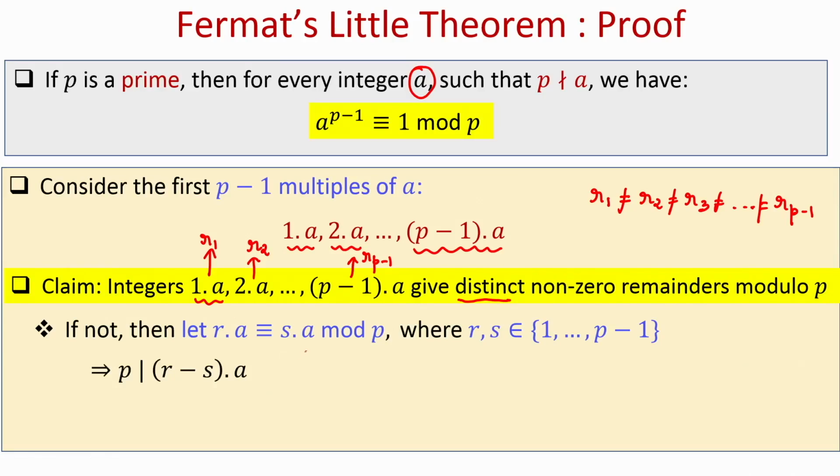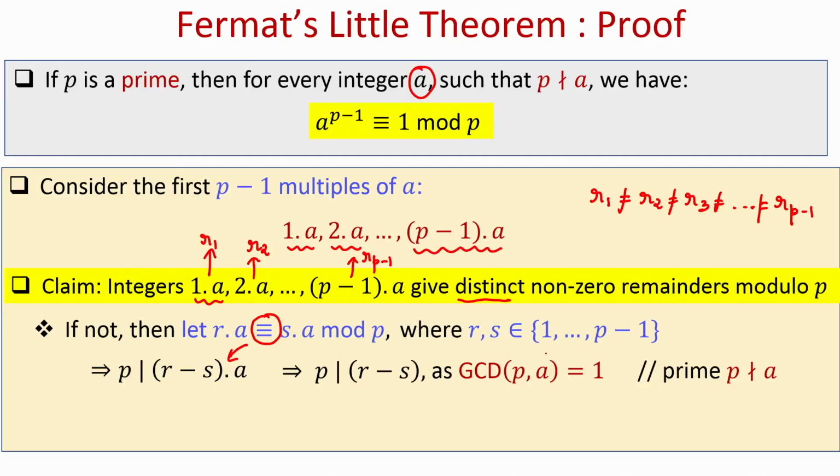Now, if R times A and S times A are congruent modulo P, then as per the definition of congruence, I can say that R times A minus S times A is completely divisible by P. That means P divides (R minus S) times A. That implies that P has to divide R minus S, because as per the premise of my theorem statement, GCD of P and A is 1, A is co-prime to P, right.